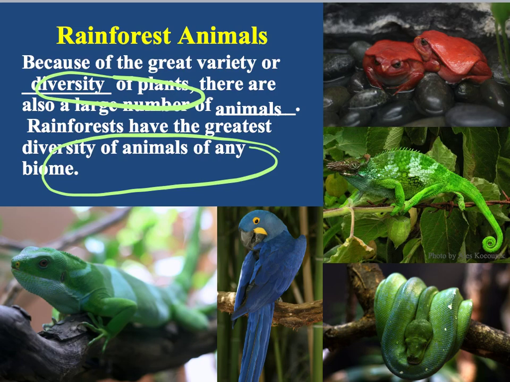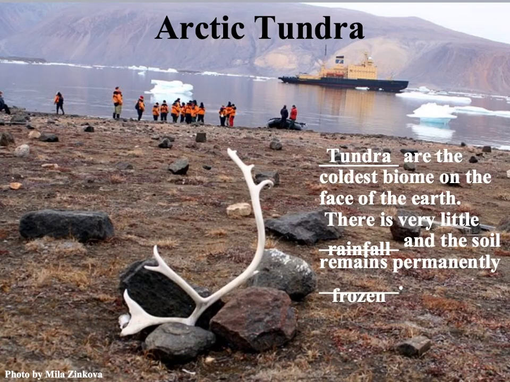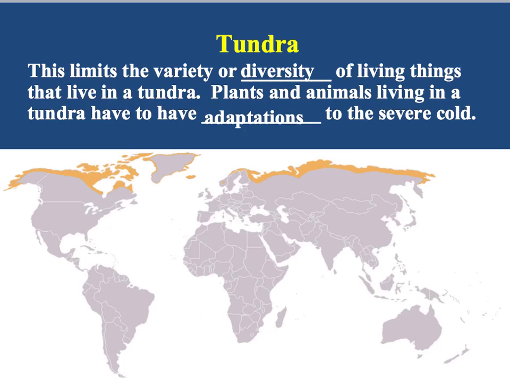Arctic tundra is the coldest biome on the face of the earth. Very little rainfall, and the soil remains permanently frozen. So gross. Who likes the cold? So Arctic tundra, very little rainfall, permanently frozen soil. The tundra limits the variety of diversity. Obviously, not very many things can handle that much cold. And so animals living there have had adaptations to severe cold.